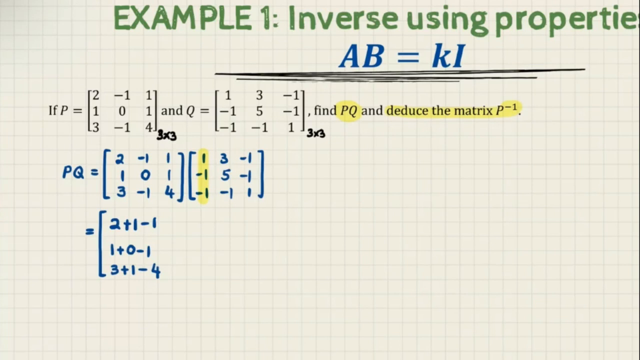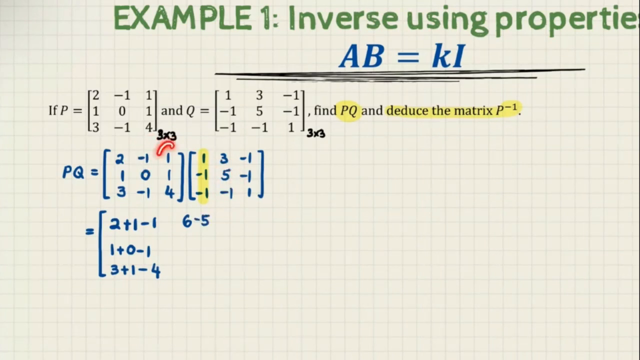Okay, kita pergi kepada second column. So sama juga, setiap row ini kita akan darabkan satu-satu lah. Okay, so first 2 darab 3 dapat 6. And then negatif 1 darab 5 dapat negatif 5.